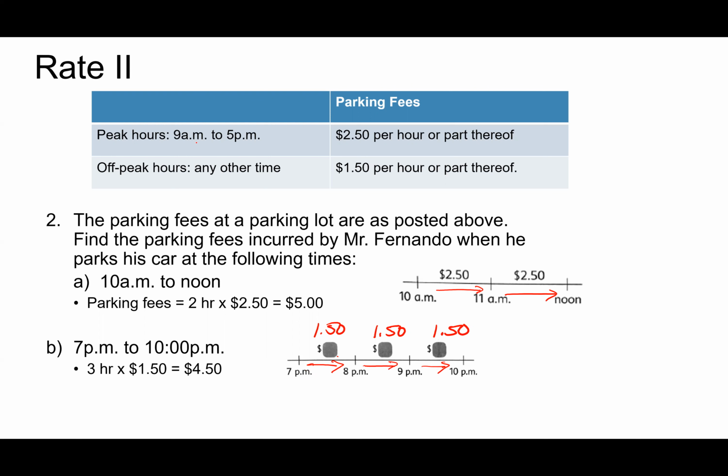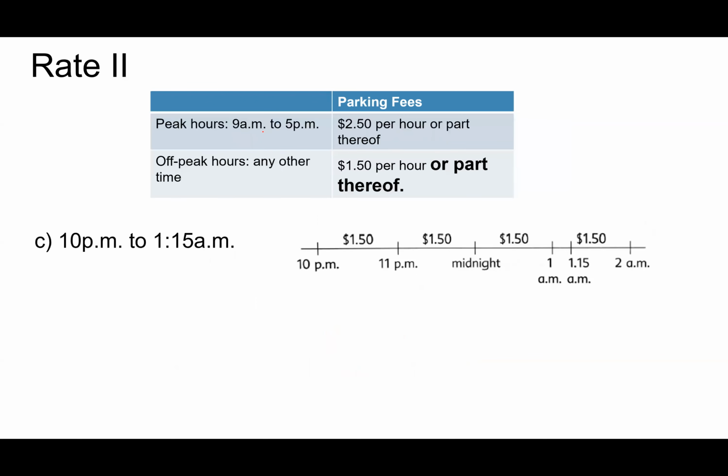That's 9 p.m. though, so this is 9 a.m. to 5 p.m. Okay, so now let's go ahead and do a problem where we're going to have to do a part thereof. Okay, so part C says, what if he parks from 10 p.m. to 1:15 a.m.? Okay, so let's look back at our chart you guys have again.